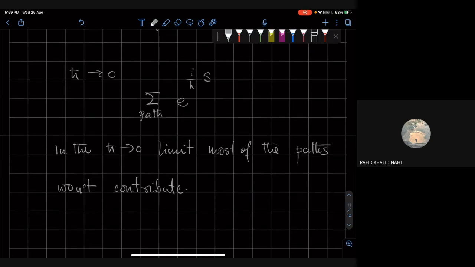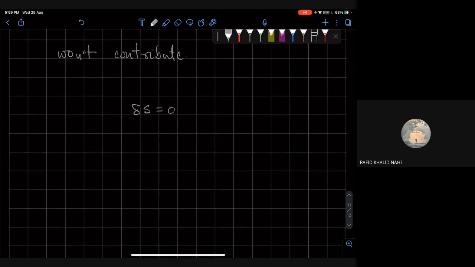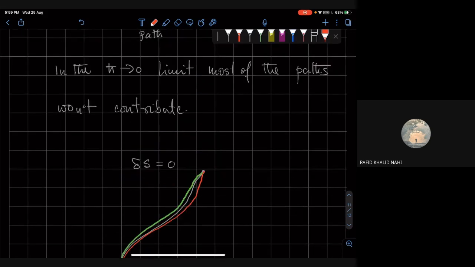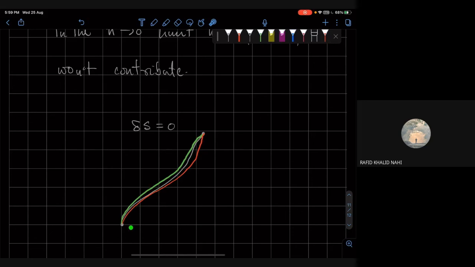But there's one special path for which if you change the path slightly, the change of the action will be 0. That is the classical path. That is the path that the classical particle takes, okay? So if this is my initial position and this is my final position, and this is, say, the classical path, right? So if I take little variation of the classical path, what will happen is that the change in the action will be 0. So the contribution to this sum from this small tube of paths around the classical path.